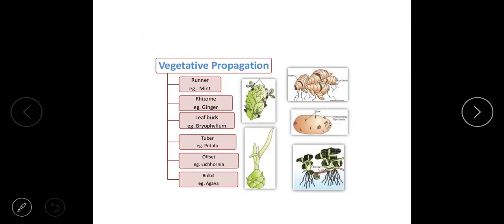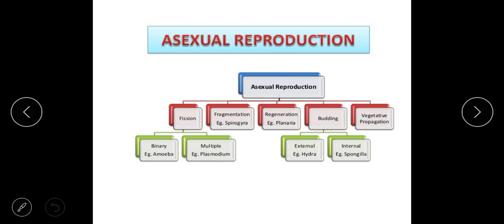Fission: these are all parts which you have already studied in class 10th. Fission is of two types: binary fission and multiple fission. Binary fission we again classify into two types, regular and irregular fission. Irregular binary fission is seen especially in amoeba, and regular binary fission is seen in Euglena and paramecium. Multiple fission, where a large number of organisms are formed, is seen in plasmodium.